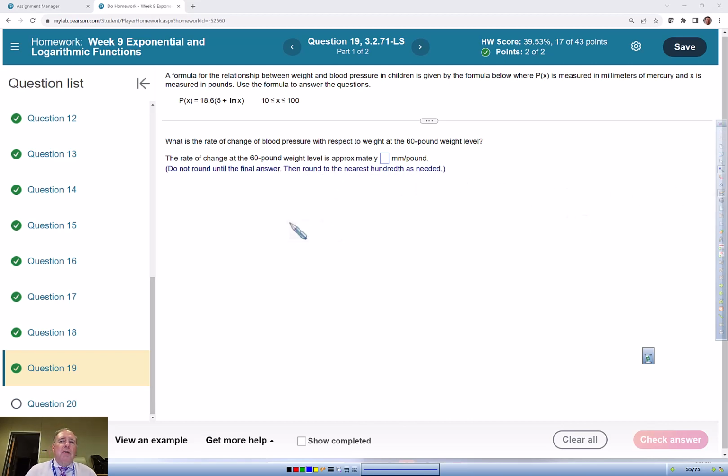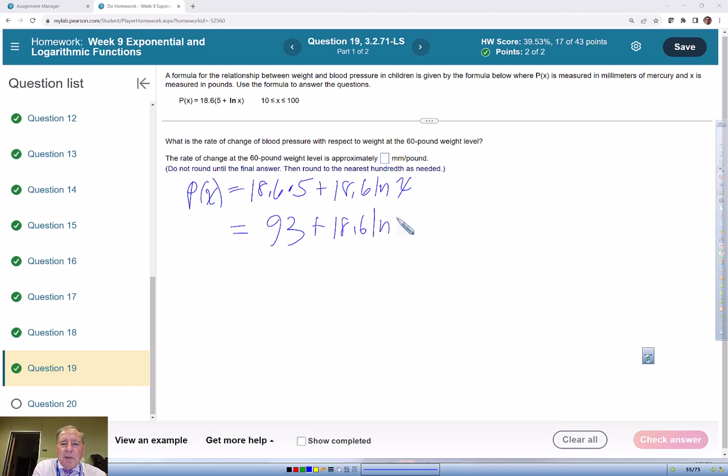So the first thing I'm going to do is rewrite this function and distribute the 18.6. P of x equals 18.6 times 5 plus 18.6 times the natural log of x. Well, 5 times 18 is 90, and then 5 times 0.6 is 3, so it's going to be 93 plus 18.6 times the natural log of x. But either way, this is just a constant.